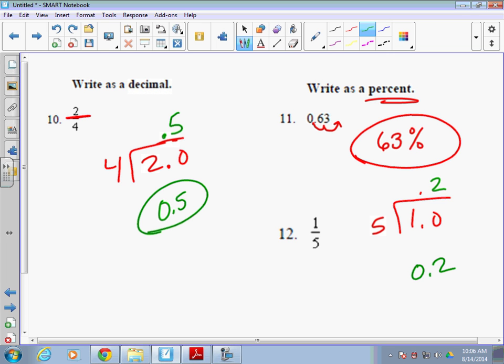Write it as a percent by moving the decimal over 1 time, 2 times. But this time, we left a hole right there, so we have to actually fill it in, and we're going to make 20% for that. 20%.